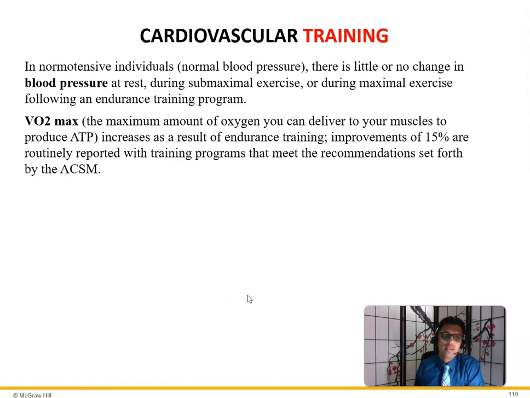In normotensive individuals, which means you have normal blood pressure, there's little or no change in blood pressure at rest, during submaximal exercise, or during maximal exercise following an endurance training program. VO2 max, the amount of oxygen you can deliver to your muscles to produce ATP, increases as a result of endurance training. Improvements of 15% are routinely reported with training programs that meet the recommendations set forth by the ACSM. So you're going to get more oxygen to your tissues, you're going to feel better, and your cells are going to like you. There you go.